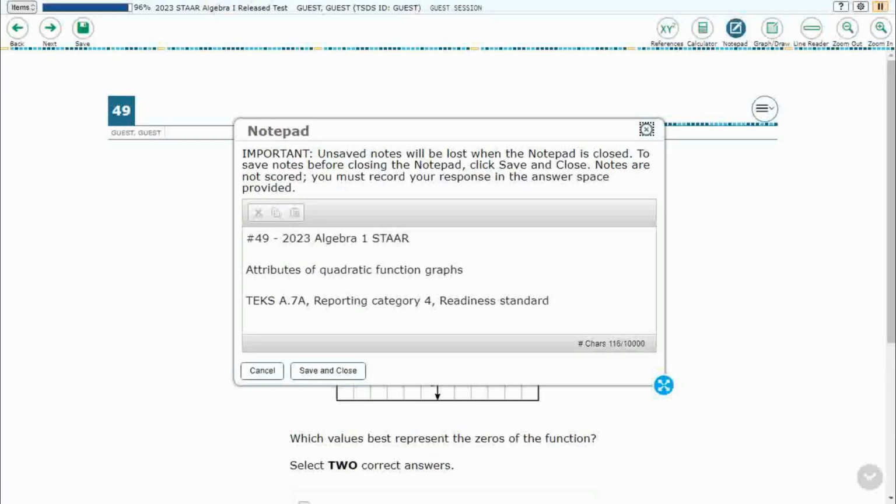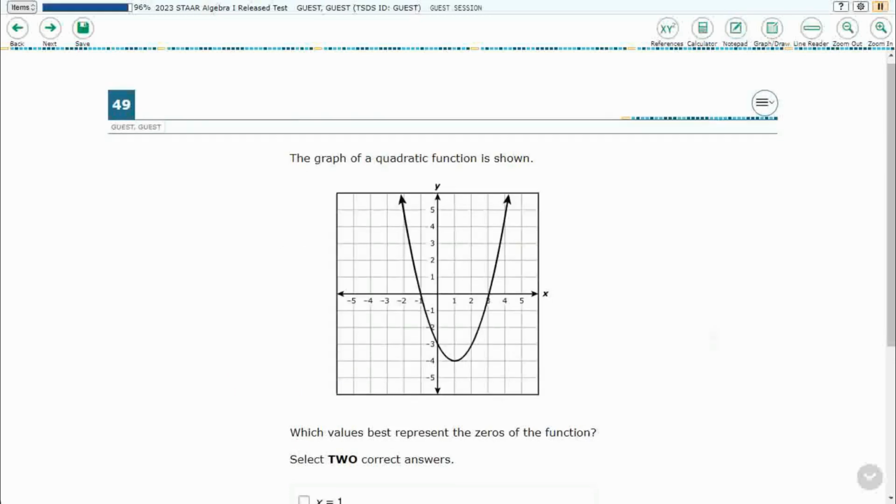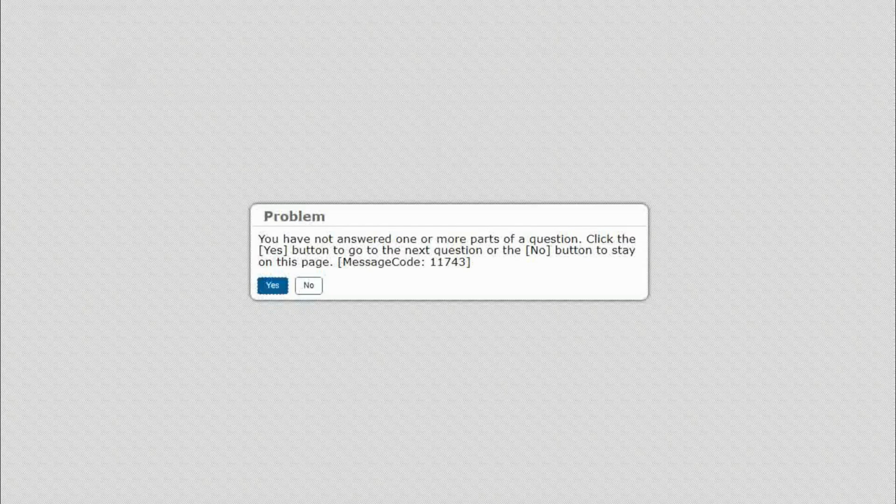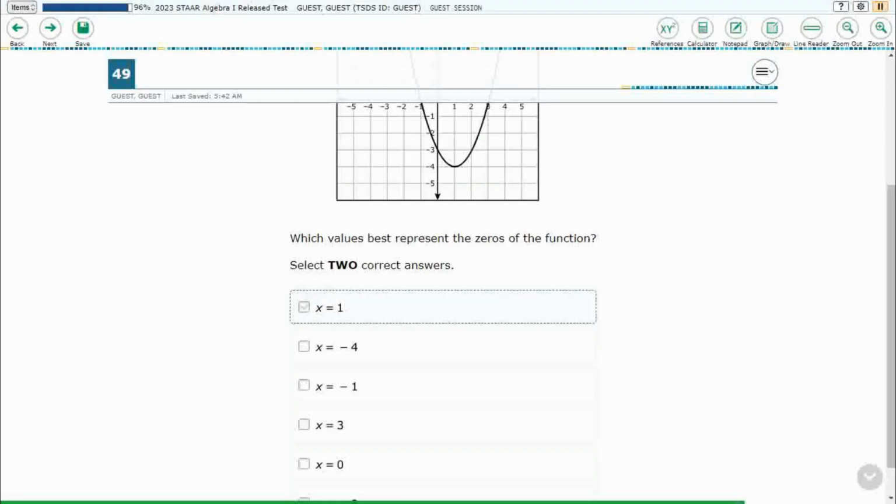Number 49 has us looking at attributes of quadratic function graphs. This is a readiness standard, TEKS 8.7a, in reporting category 4. And we're just trying to find the zeros of the function. This is a multi-select, right? So if I just try to select 1, it is going to give me this error message that says you haven't selected enough. And if I select the first 2, I cannot select a third. It's impossible to select more than 2.